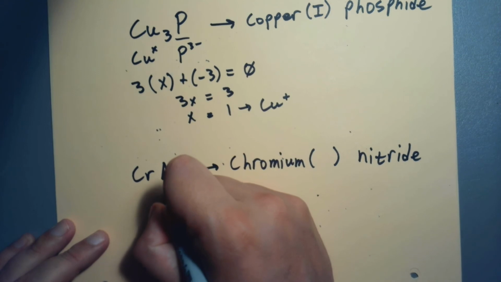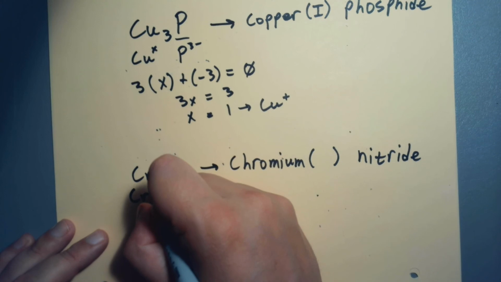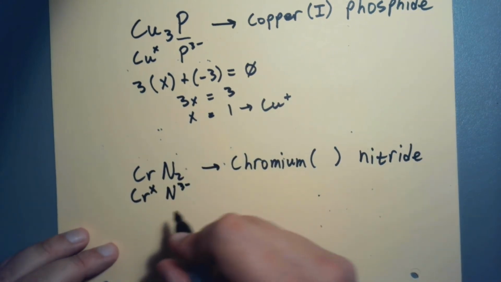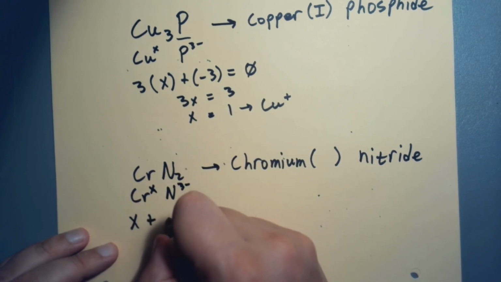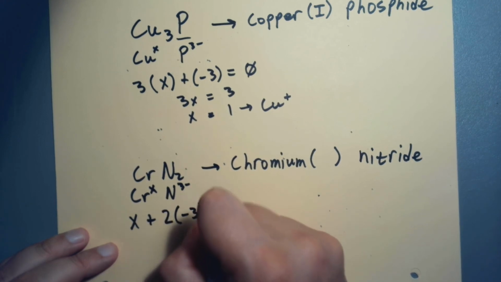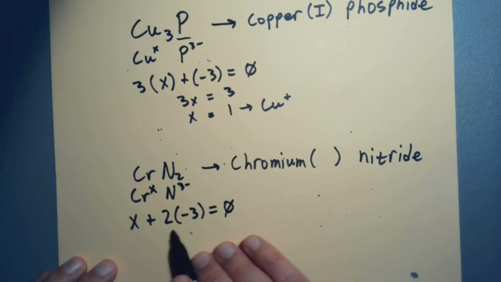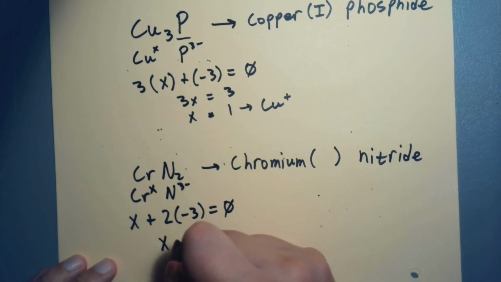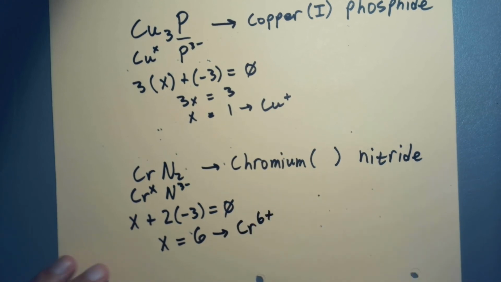So we have that with an unknown charge on our chromium. So I'm just going to call it chromium X. Sounds very comic booky, I know. And so we have X plus, because we only have one of them, 2 times -3 equals 0. So we've got to set that up. We know the charge is going to be 0. We know our anions create a -6. Our cation has to offset that. So we solve this and we get X equals 6, which means we are dealing with chromium with a 6+ charge.